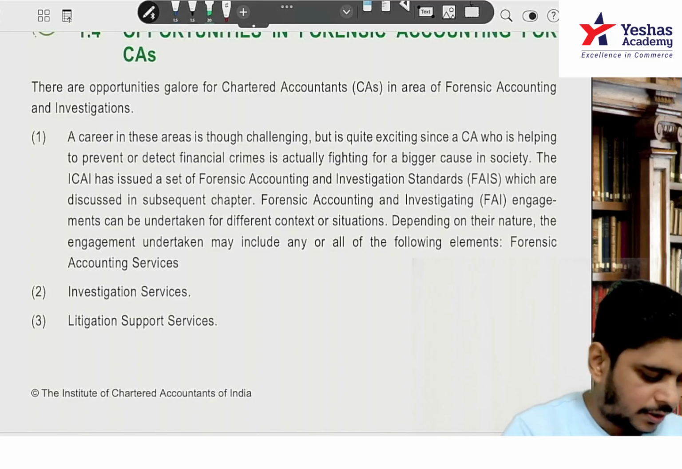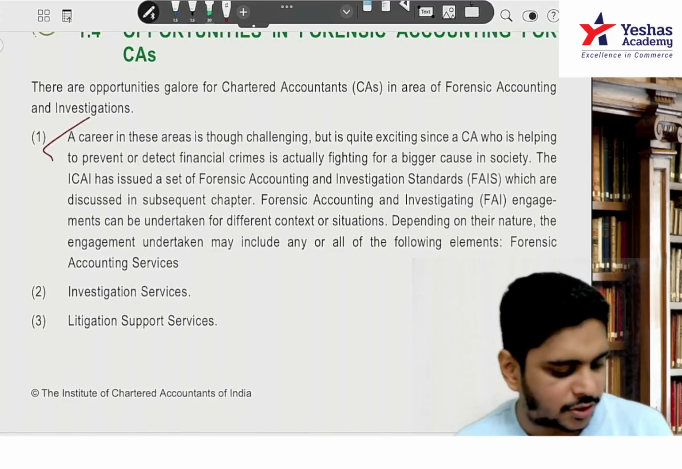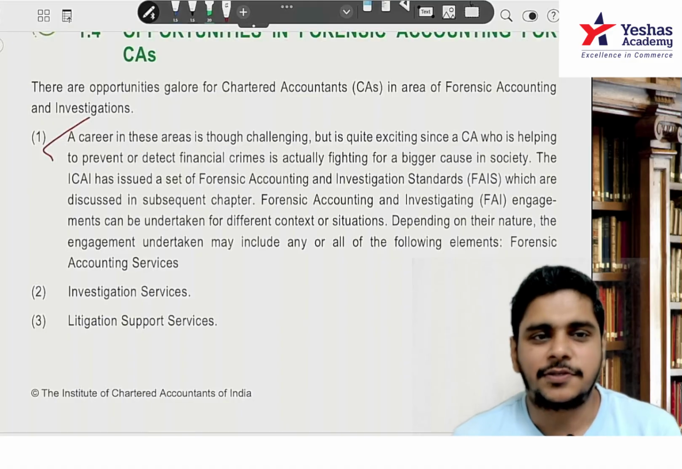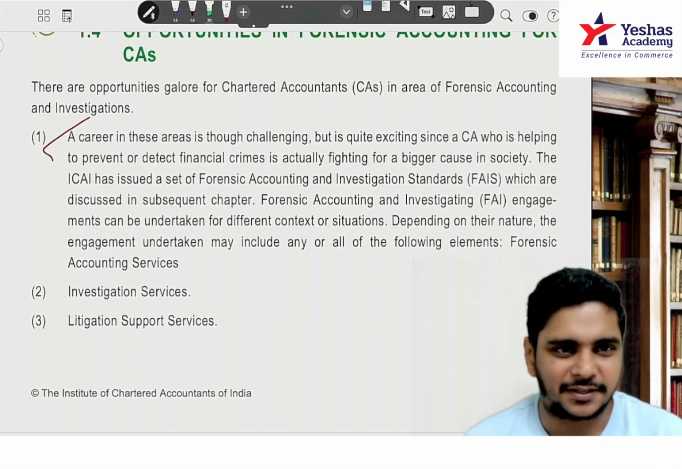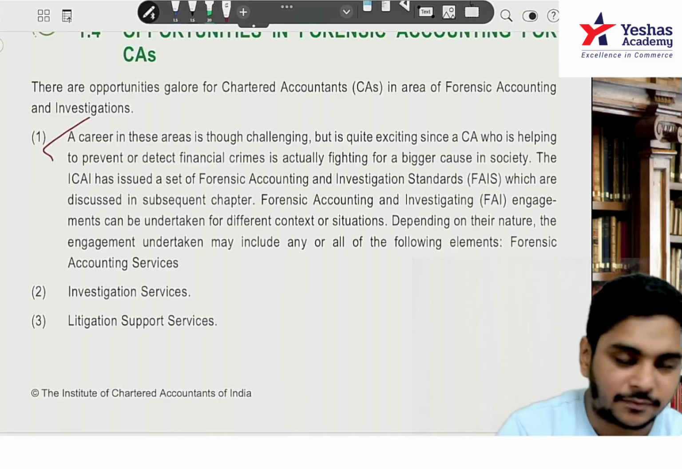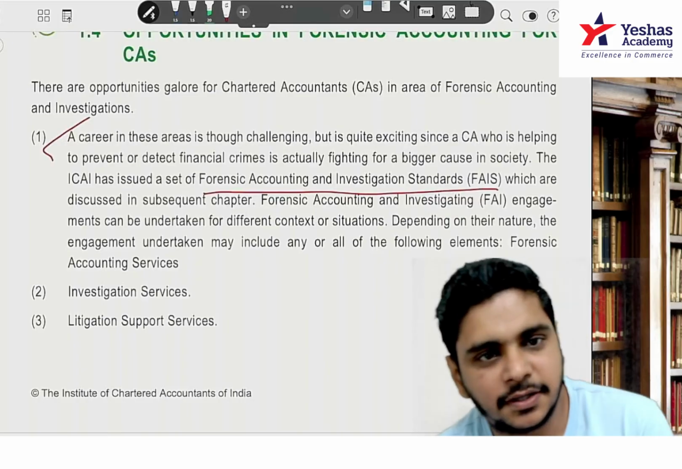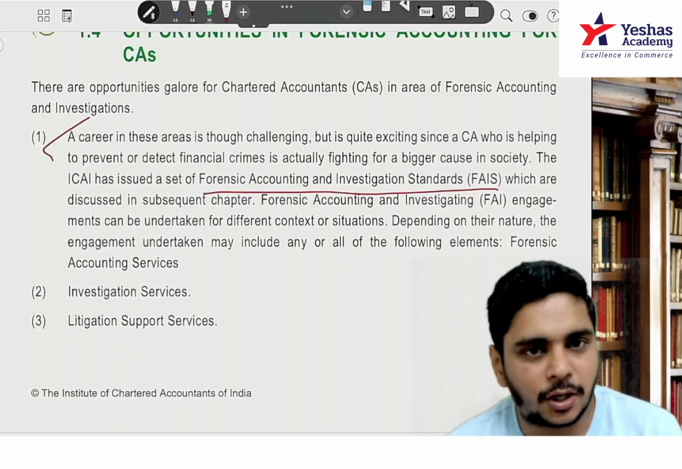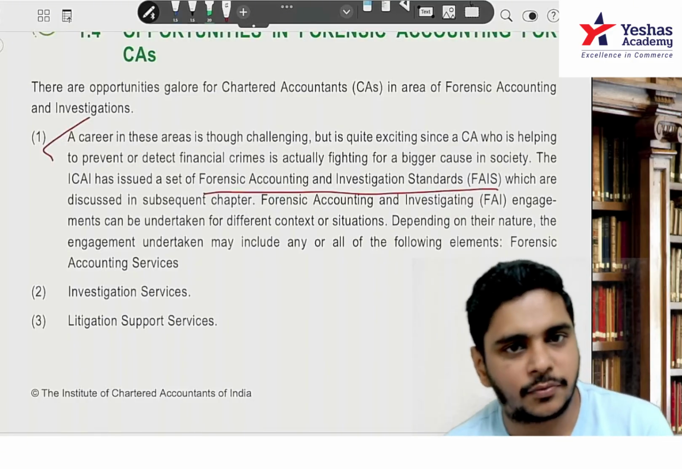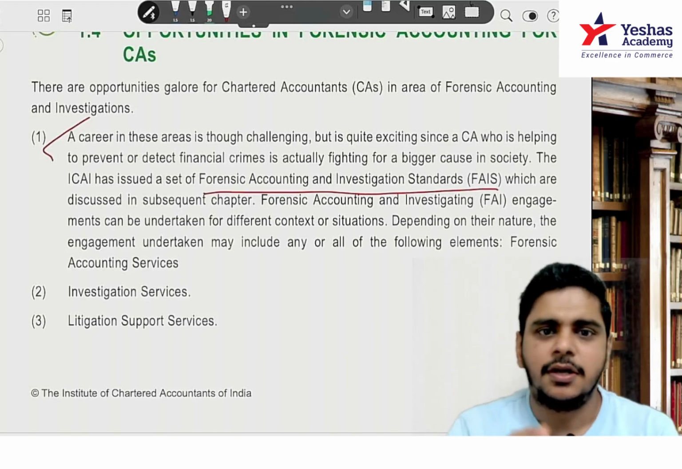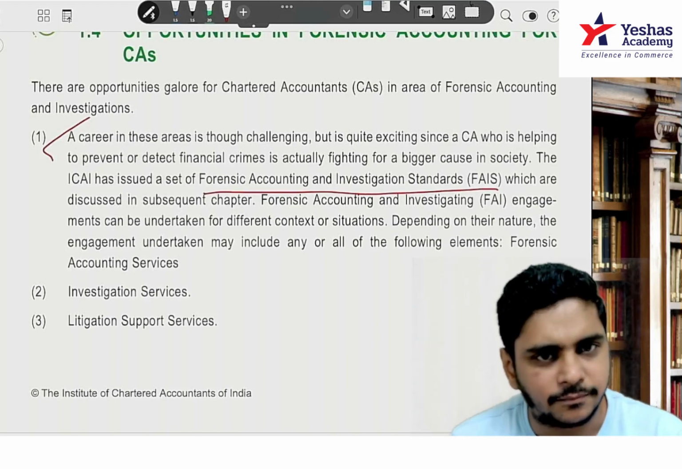A career in this area is challenging, but quite exciting, since a CA who helps prevent or detect financial crime is actually fighting for a bigger cause in society. In recent times, ICAI has issued FAIS. Please underline this: FAIS basically means Forensic Accounting and Investigation Standards. In the next few chapters, it will come.